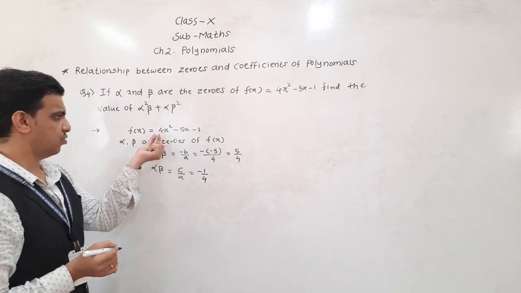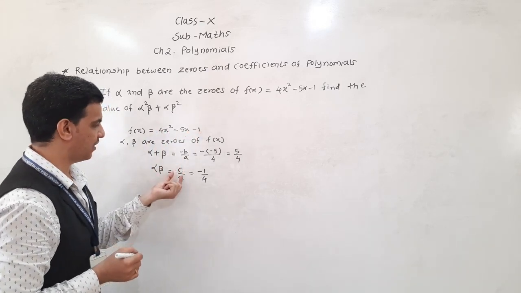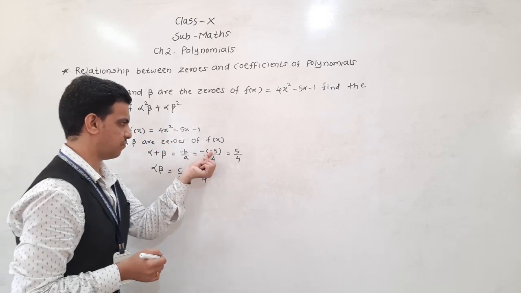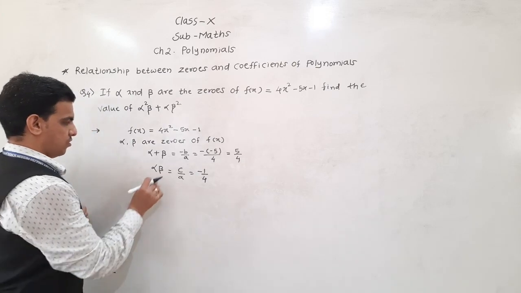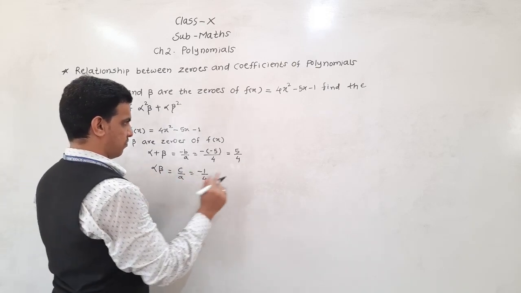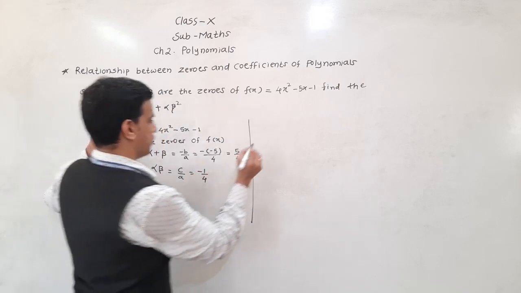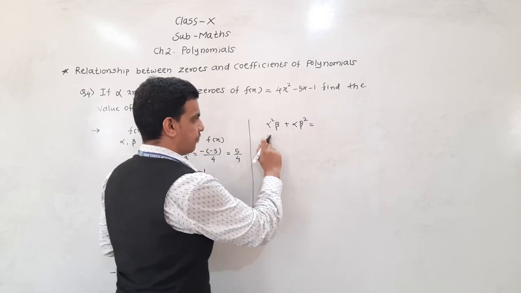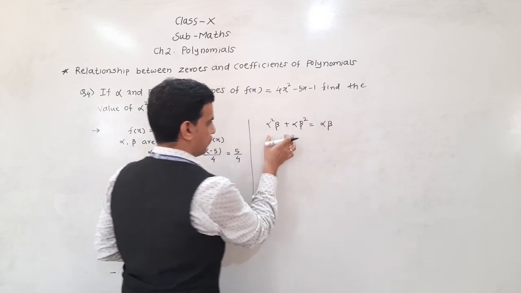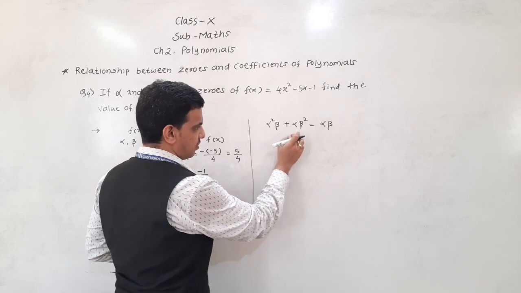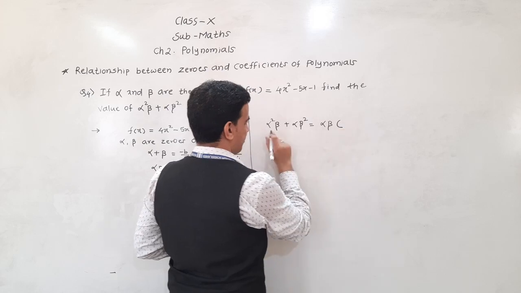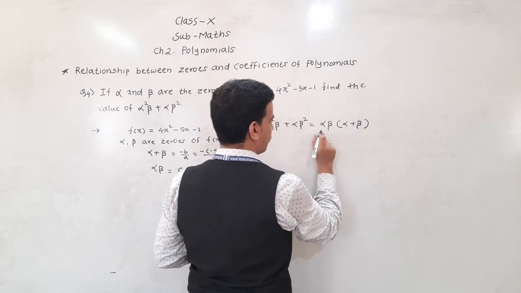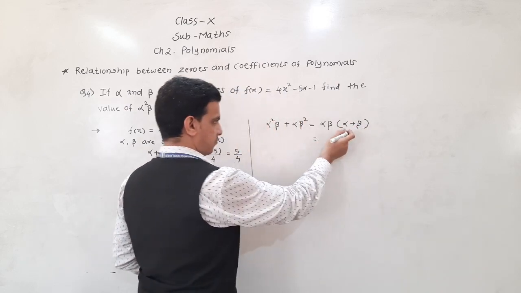Okay, when we are taking coefficients, take the sign also. So here the value of c is minus 1, so minus 1 upon 4. Here the value of b is minus 5, so minus of minus 5 is plus 5. So alpha beta is equal to c by a, that is minus 1 by 4. Now we have to find the value of alpha square beta plus alpha beta square. If you observe this, here alpha beta is common. So if we take alpha beta common, what remains inside? Here alpha remains and here beta remains. So alpha plus beta remains inside.